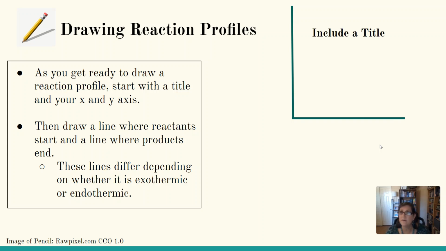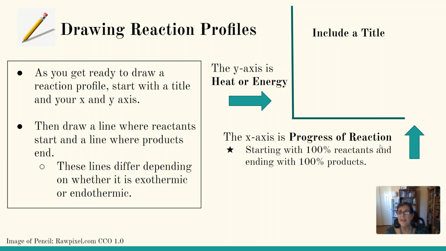So you always include a title for a graph. The y-axis is going to be heat or energy. Same thing, heat is a form of energy. The x-axis is the reaction pathway or progress of reaction. You'll see both on these graphs. If we start over to the left, that's 100% reactants. And as we go across the x-axis, we're turning from reactants to products until we're 100% product.